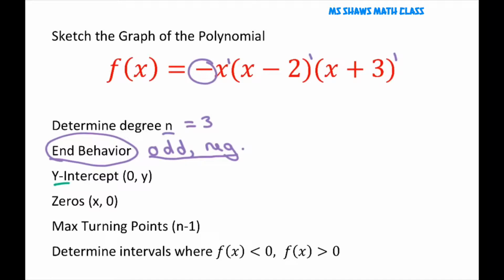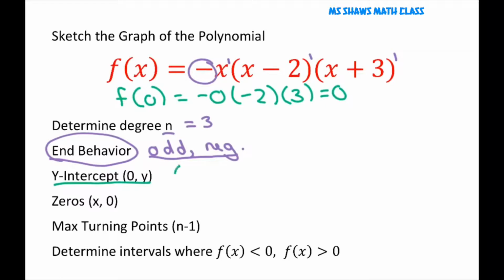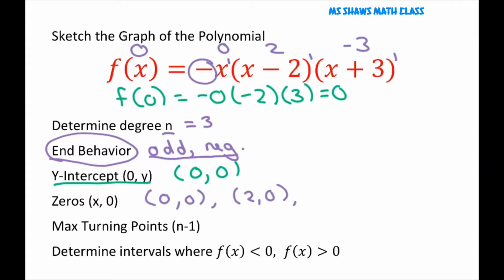For my y-intercept, that's when x is 0. So you just plug in 0 for all your x's, and that gives you 0. And your zeros are your x-intercepts, so that's when y is 0. So you have a 0 here, a 2 here, and a negative 3, with all multiplicity of 1. So it's going to be (0, 0), (2, 0), and (-3, 0).